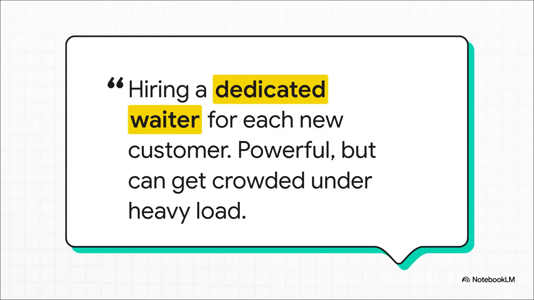See, Apache's whole model is basically to hire a dedicated waiter for every single customer that walks in the door. This is awesome for flexibility, because each waiter can give that customer their full attention. But you can probably see the downside, right? If 1,000 customers show up at once, you suddenly have 1,000 waiters running around. The restaurant gets crowded and things can really slow down.